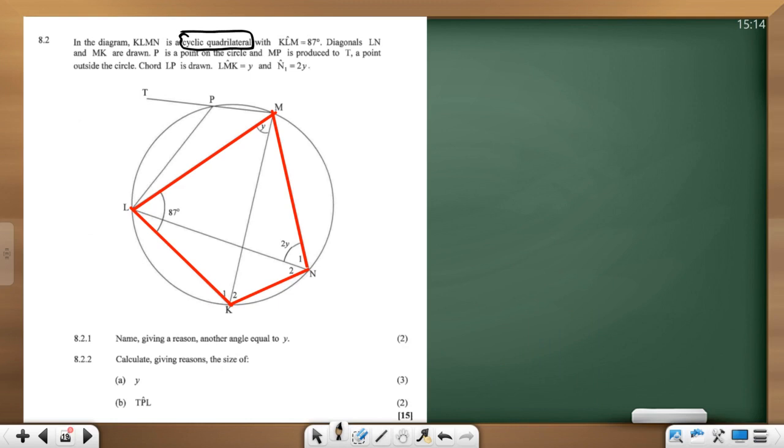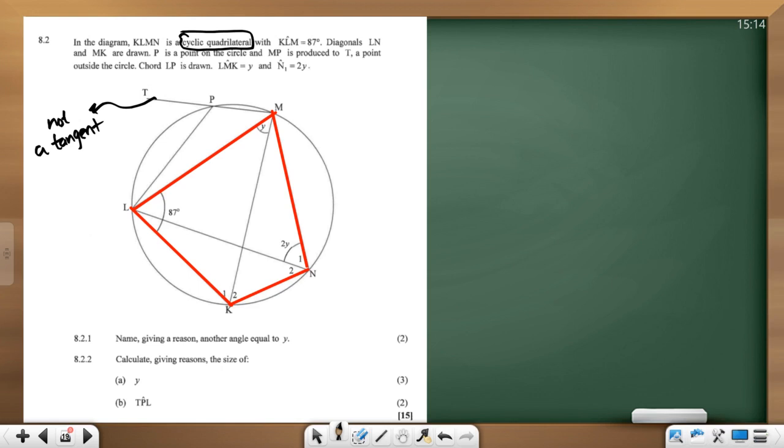Diagonals LN and MK are drawn at P. Okay, continue. By the way, this is not a tangent. Let's put it there. Not a tangent. Why? It cuts through the circle. So don't even think about tan chord. If everyone's thinking about tan chord now, throw that thought away. P is a point and MP is produced to T, a point outside the circle. Chord LP is drawn. LMK is Y. Okay, we found LMK is Y. And N1 is 2y.